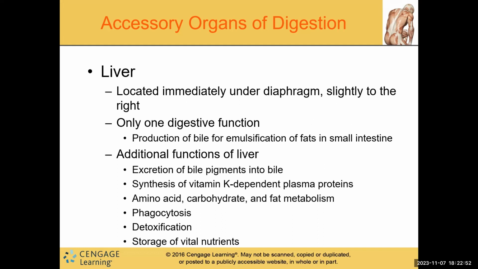Additional functions of the liver. It excretes bile pigments into the bile, which usually is a greenish color. Synthesis of vitamin K dependent plasma proteins. So we mentioned once that vitamin K has to do with our clotting. So we need vitamin K to clot our blood. It's part of this whole system. And the liver actually will synthesize vitamin K.